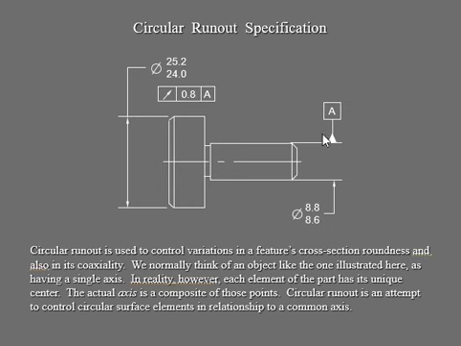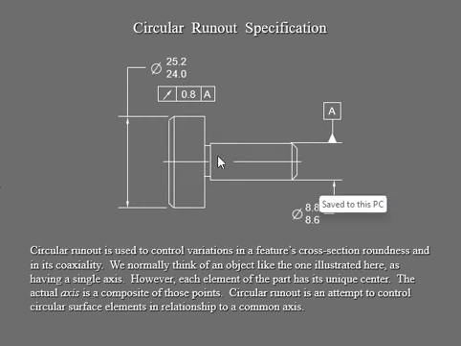So in this example, we have a datum A datum feature, and we're going to put it right there. Your runout is controlled by this tolerance, which is 0.8. And that runout is going to be this diameter right there, axis is going to be right here. So this is your datum axis. Of course, each element of that part has its own unique center. So your circular runout is just an attempt to control circular surface elements in relationship to this common axis.